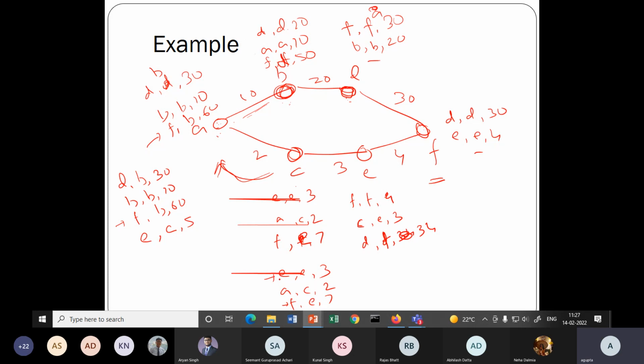So now it looks at this and says, oh, this is 7 plus 2. That means if I go through this, my total cost will be 9. The cost that I have is 60. 9 is less than 60, so I'll take this out and update F to C9. So it will start using this route path for routing to F rather than this path.